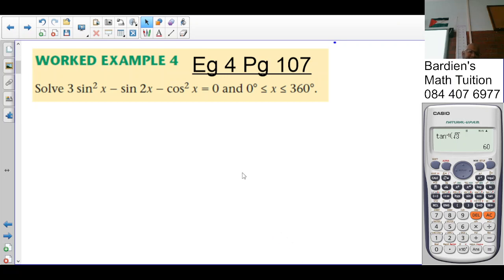We are told solve 3 sine squared x minus sine 2x minus cos squared x equals 0, for x an element of the interval where x is greater than or equal to 0 and less than or equal to 360.